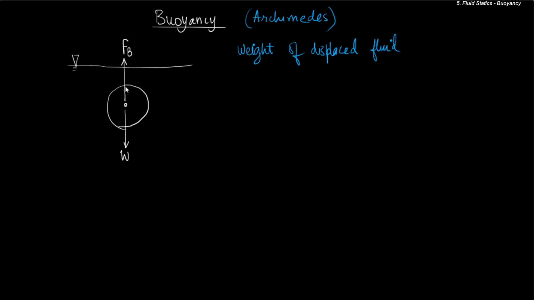So in this particular case, this is the volume of the object, and so the weight of the displaced fluid will be the volume of this object multiplied by the density of the liquid. So the density of the liquid is rho. Now if the density of the object is rho 0, then depending on the comparison of rho 0 and rho, we can easily say whether the object will float or whether it will sink. But the important thing is the volume displaced will be equal.